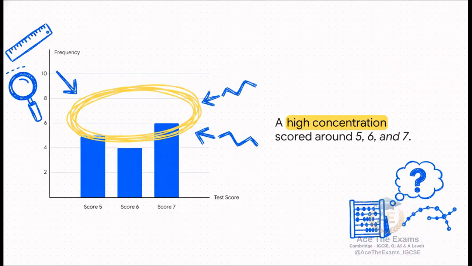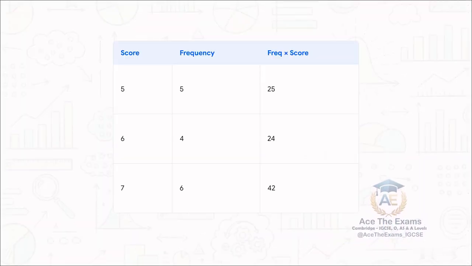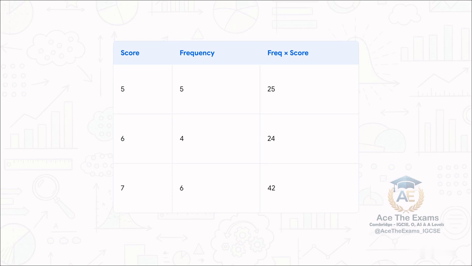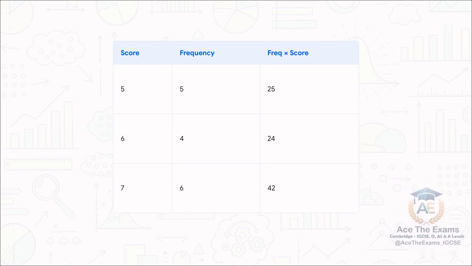But how do we accurately calculate the mean of all 32 students without writing out some massive, confusing list of 32 individual numbers? Boom, the frequency table. By translating that visual data into a table format, we unlock the critical frequency times score column. This is basically a shortcut to work smarter, not harder.